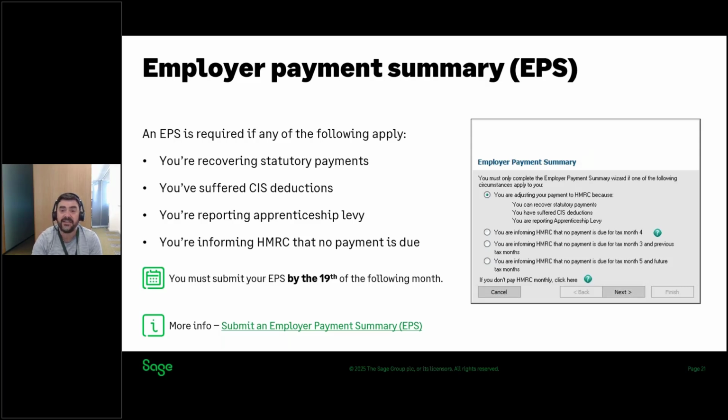You tend to do this towards the end of the month once you've completed all your pay runs for that period. So it's required if you're recovering statutory pay or CIS deductions suffered, you're reporting apprenticeship levy payments, or you haven't paid anyone and no payment is due. And that last step of the checklist, just make sure that you've made your payment to HMRC by the relevant deadline. Various pay methods are available for that.